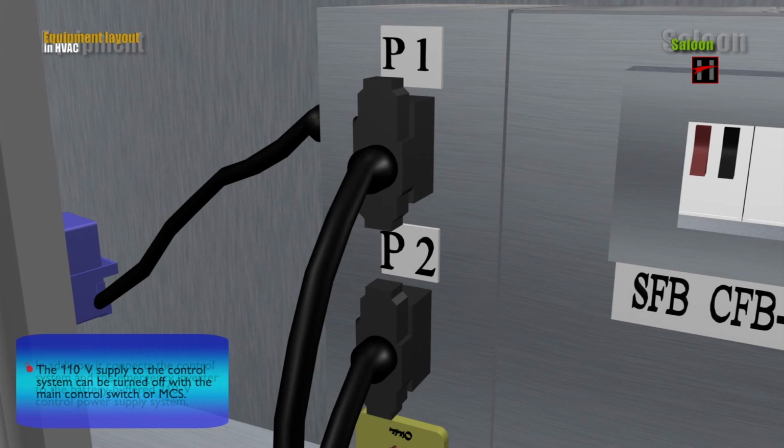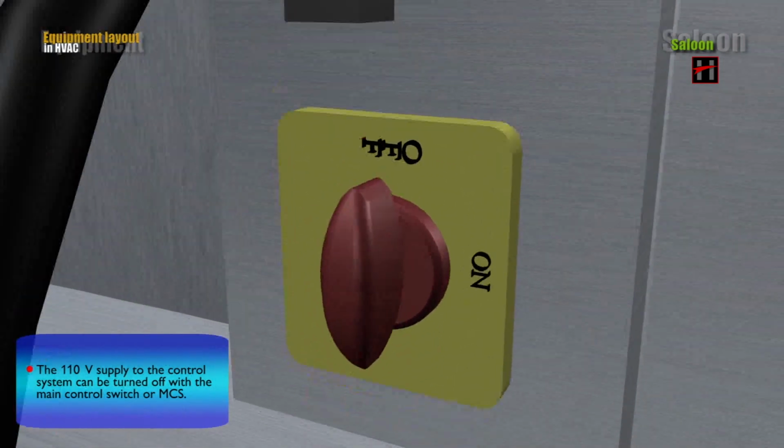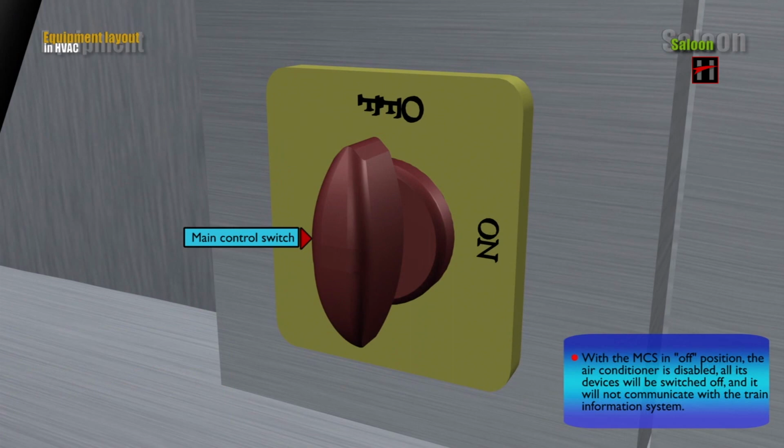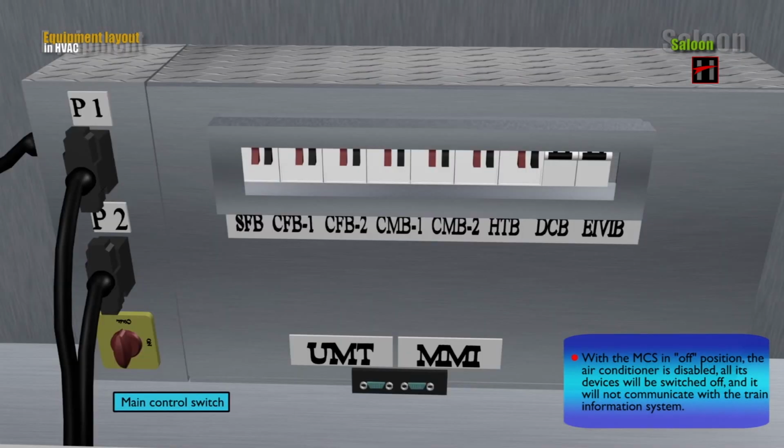The 110 volt supply to the control system can be turned off with the main control switch or the MCS. With the MCS in off position, the air conditioner is disabled. All its devices will be switched off and it will not communicate with the train information system.